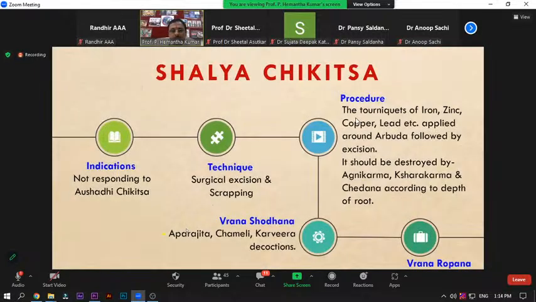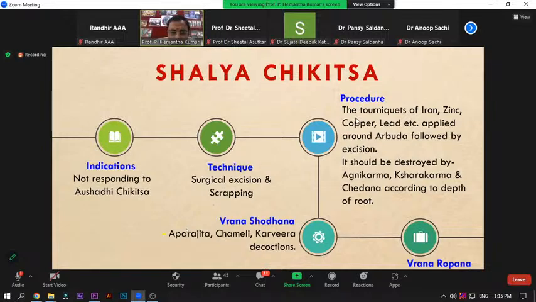See, surgical management, Susruta is responsible, especially when it is not responding to Aushadhi, medical management. You can go for surgery, especially in indicated cases like Raktarbuda, Mamsarbuda, Adhyarbuda, Dvirarbuda. These are all indicated for surgery. And for surgery, they mentioned by Susruta, especially here they use a tourniquet like iron, zinc, copper.